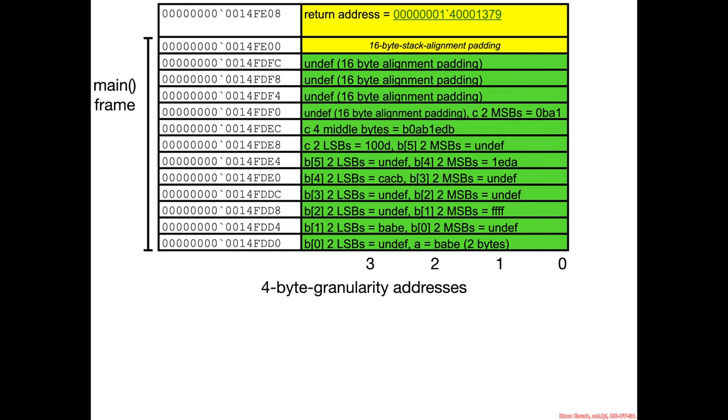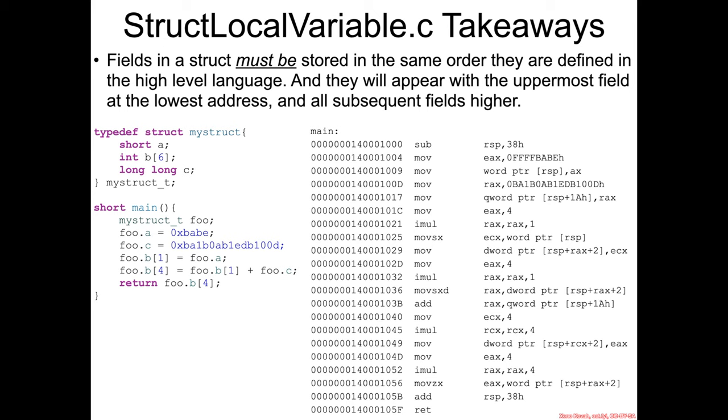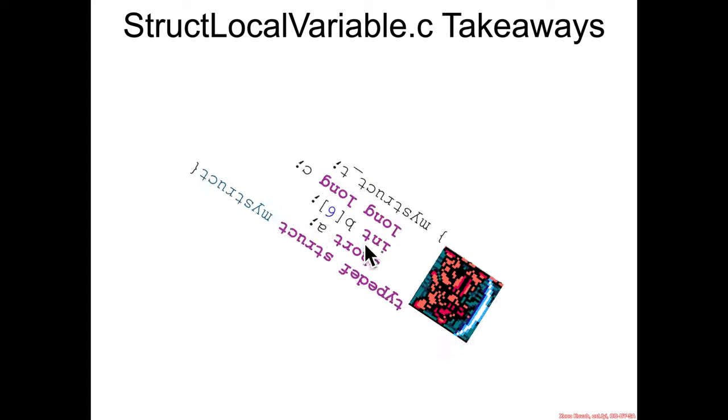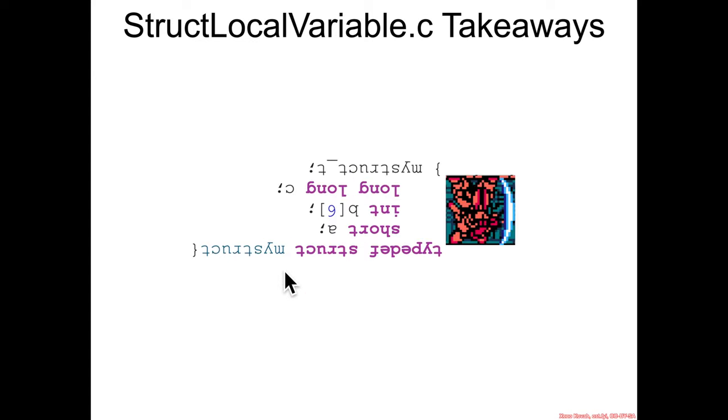So the takeaway from StructLocalVariable.c is that the fields of a struct must be stored in the same order that they're defined in the high-level language. You're going to see these uppermost elements like A showing up at the lower locations on the stack. Something like this. If you had A, B, C, then given the way that we draw our stack diagram in this class, you should expect to see A, B, C.